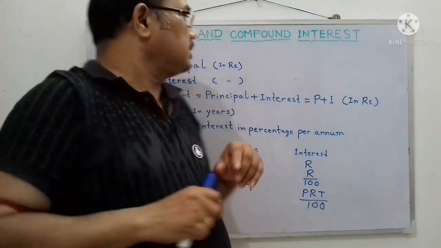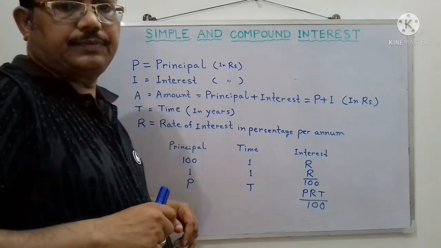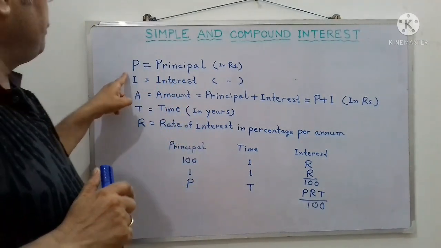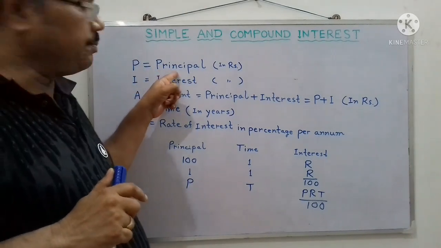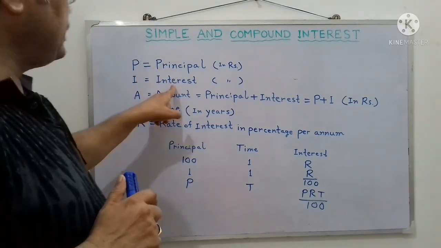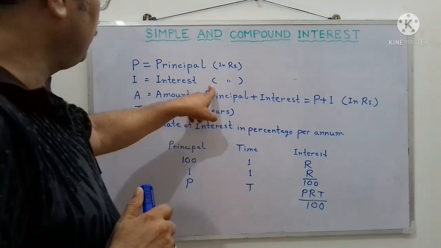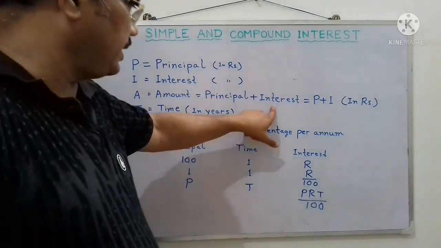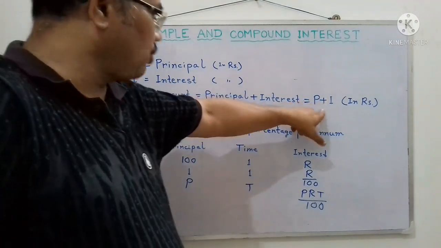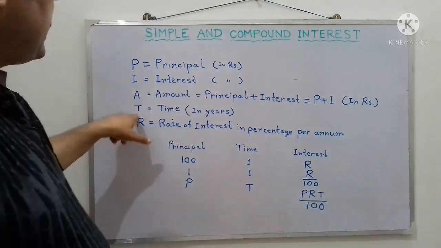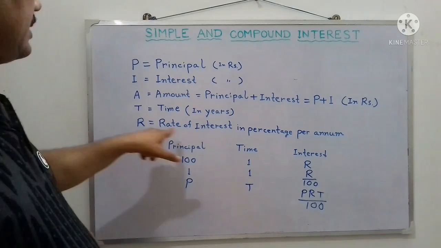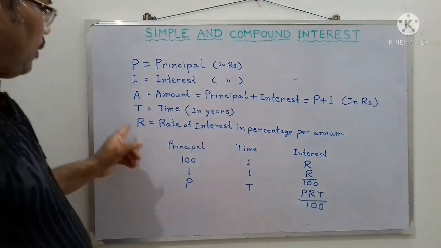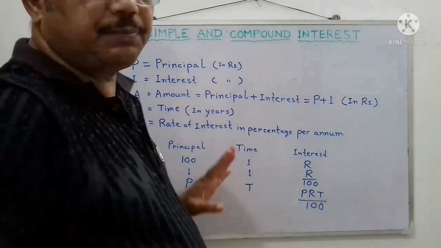Let us first discuss simple interest, and some important terms related to simple interest. P is principal, I is the interest, that is the extra money which is payable. A is the amount, that means principal plus interest, P plus I, the total gross money which is payable. T is the time, and R is the rate of interest in percentage per annum.